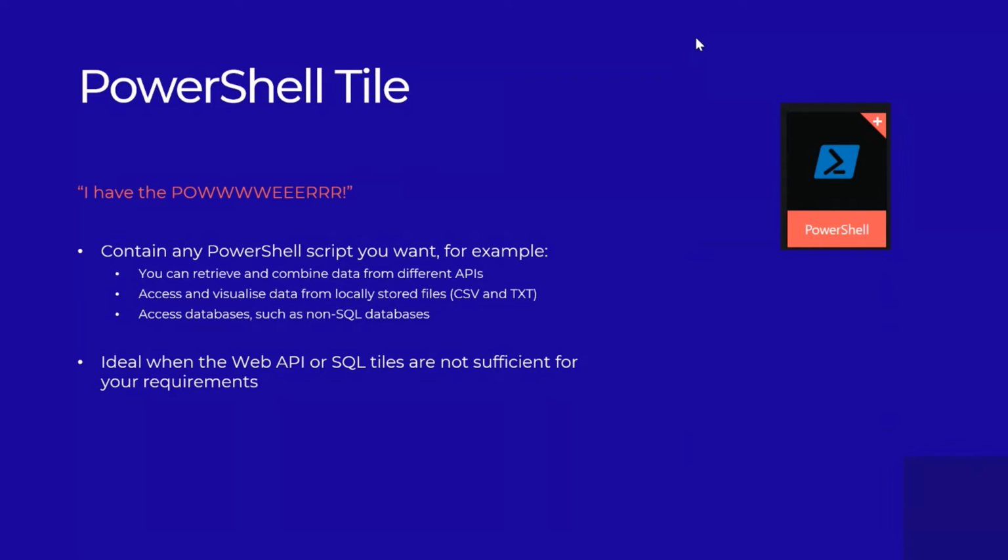You could access and visualize data from locally stored files, CSV, text files, for instance, and also access those kinds of databases that are non-SQL databases, for instance. You've got lots of opportunities to pull in sources from absolutely everywhere. And really ideal when that Web API or SQL tile is not sufficient for your requirements. And if you are a heavy PowerShell user, it might be your default tile. But a great, powerful option and lots of options to get the data you need into your dashboards.